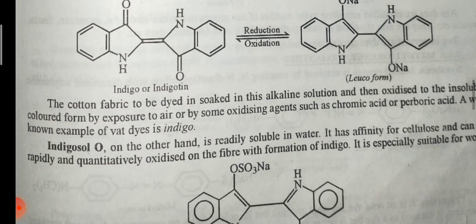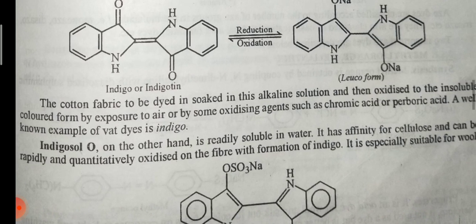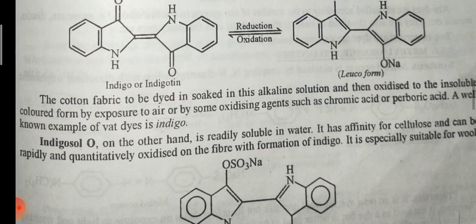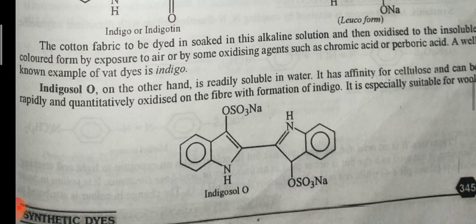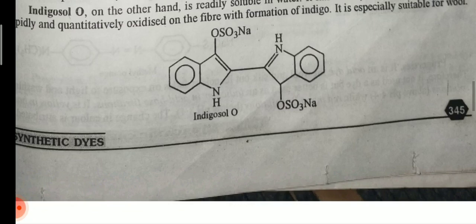The cotton fabric to be dyed is soaked in this alkaline solution and then oxidized to the insoluble colored form by exposure to air or by some oxidizing agents such as chromic acid or perboric acid. A well-known example of vat dyes is indigo. Indigosol O, on the other hand, is readily soluble in water. It has affinity for cellulose and can be rapidly and quantitatively oxidized on the fiber with formation of indigo. It is especially suitable for wool.